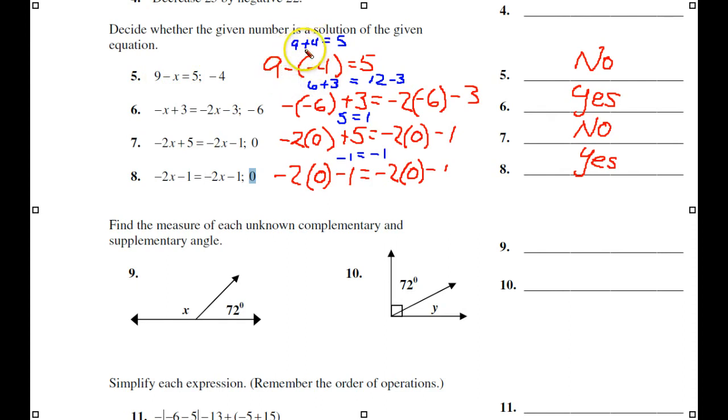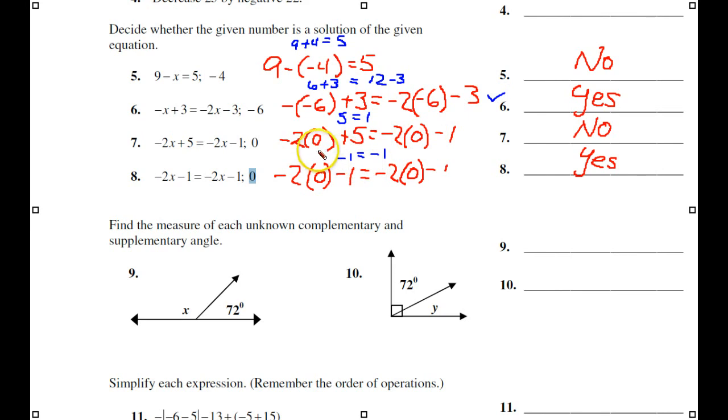And this is then 13 equals 5? No. Now here when we put in our negative 6, it's the opposite of a negative 6, makes it a positive 6, plus 3. And then a negative 2 times a negative 6 gives you a positive 12, minus 3. 9 equals 9, and yes, this checks.